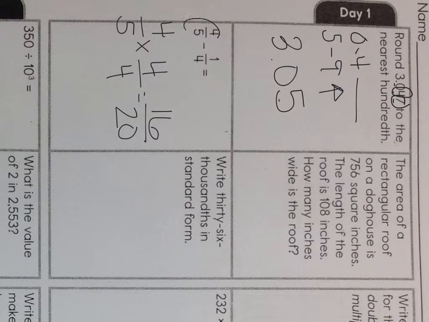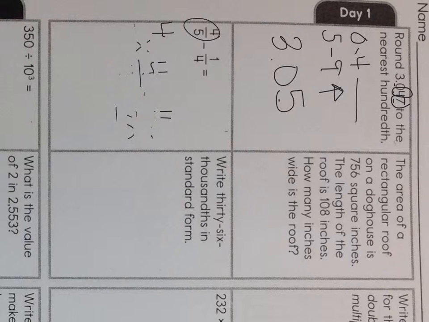So you just need to think, 4/5 times something equals 20. Well, 5 times what equals 20? You'll come up with the number 4. 5 times 4 is 20. Whatever we do to the bottom, we need to do to the top. 4 times 4 is 16. So now we have 4/5 is 16/20, which is an equivalent fraction.